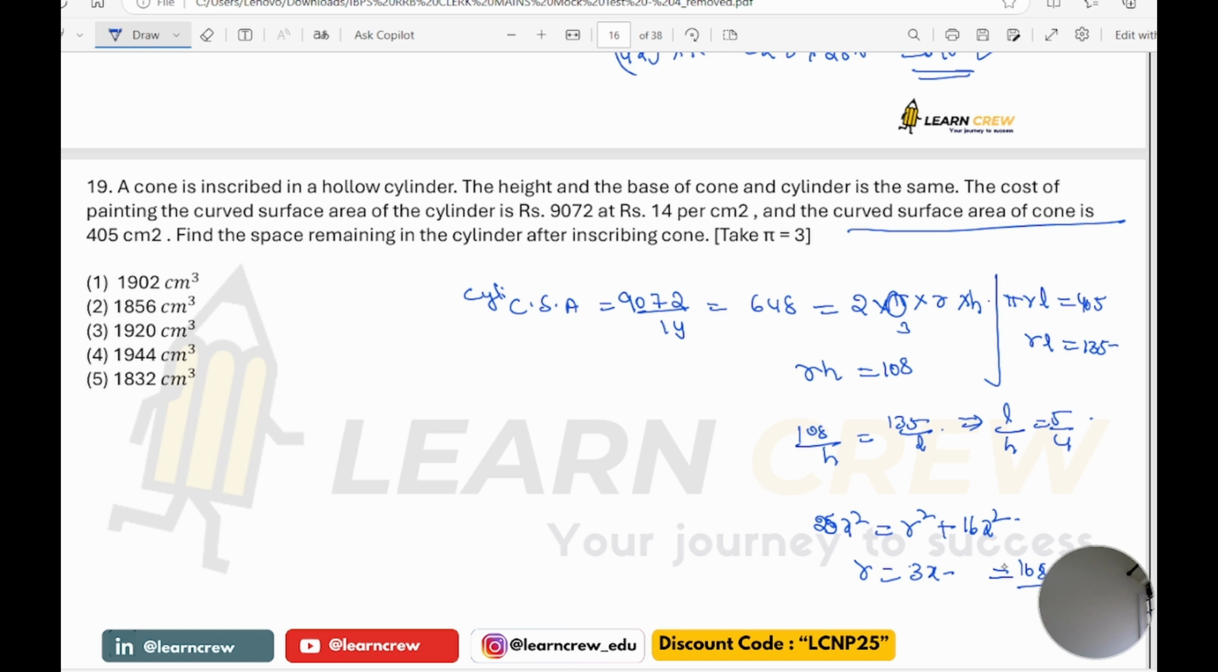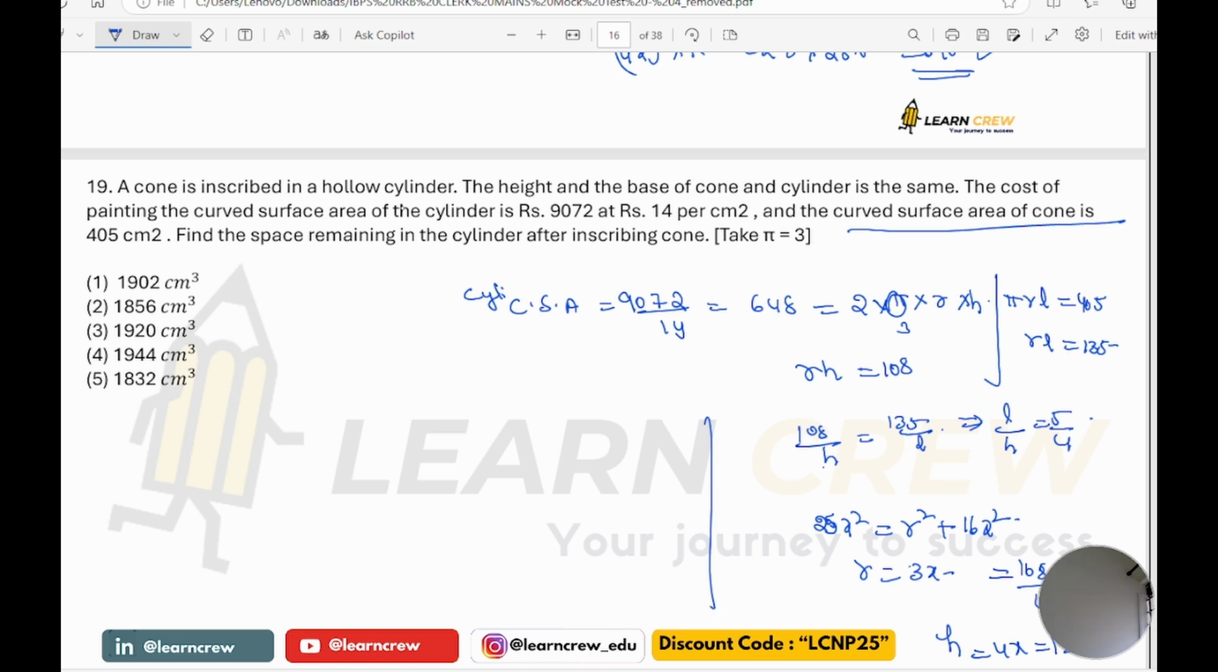R is equal to 3x. So R is equal to 108 by 4x, because H is 4x. So from this, 12x square is 108. That implies x is 3. If x is 3, then the height of the cone would be 4x, which is 12.